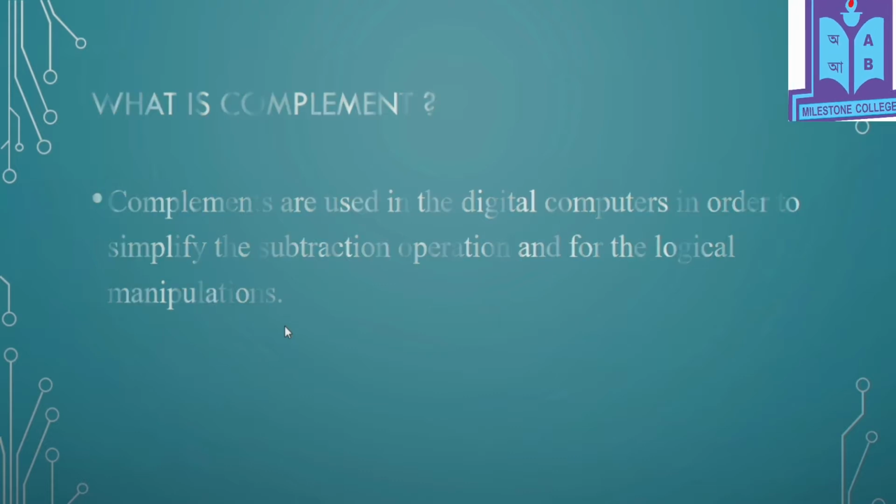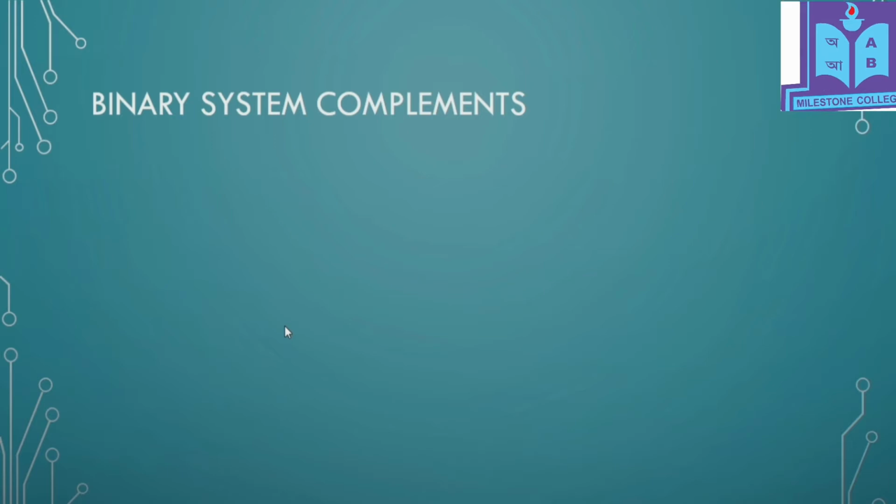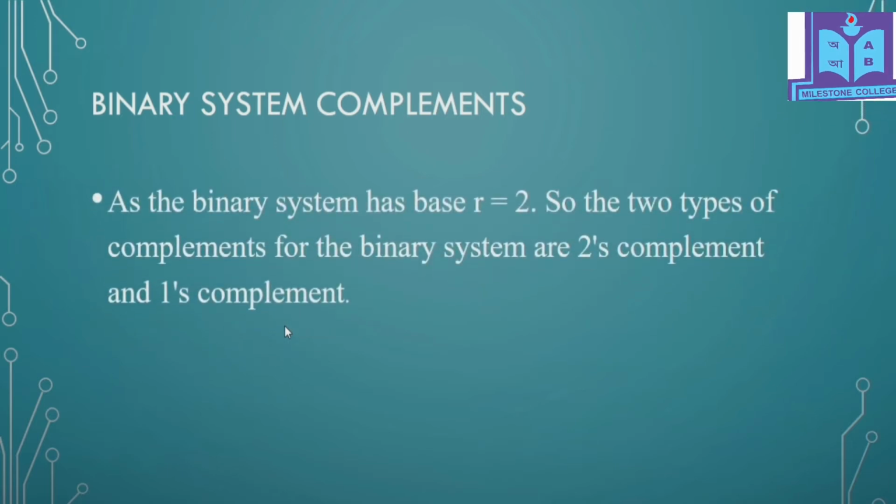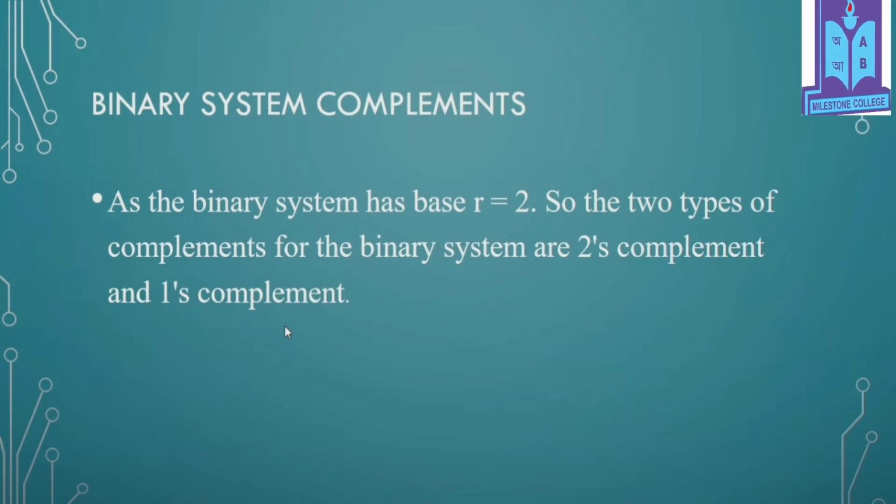Now, what is next? We have binary system complement. As the binary system has base r equals 2, because binary has only 2 digits, that means 0 and 1, the binary number system has the base r equals 2. So there are two types of complement for the binary number system: 1's complement and 2's complement. This is another important thing you must remember.